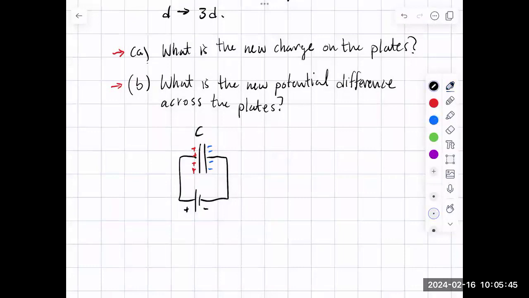And let's suppose that this is the initial situation where what we have is a distance d between our plates. So if we wanted to, say, calculate the charge, well, C is Q over delta V, and let's say that our battery is providing voltage delta V. Then Q is C delta V.